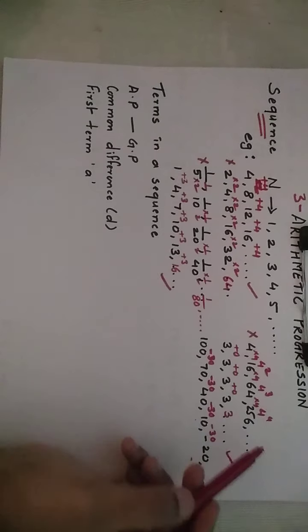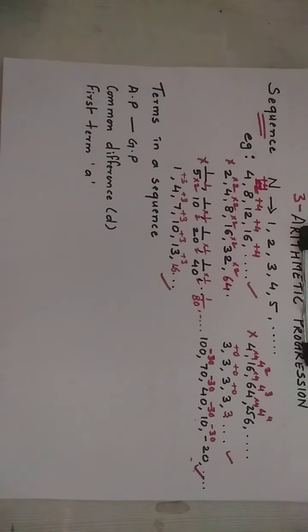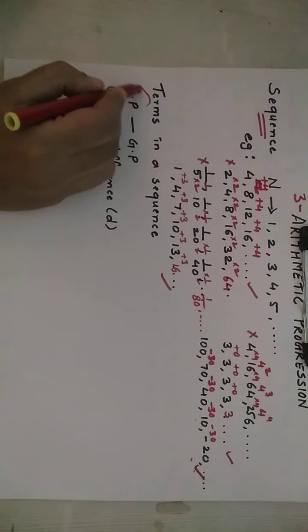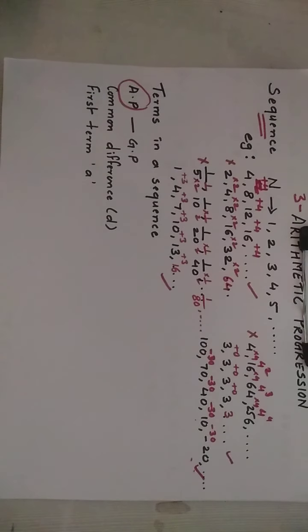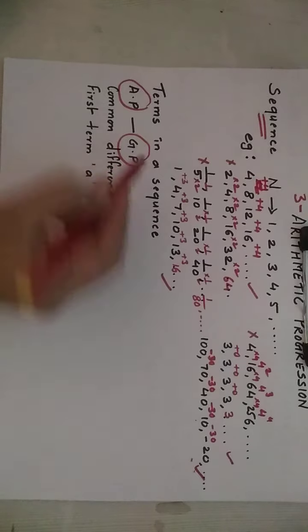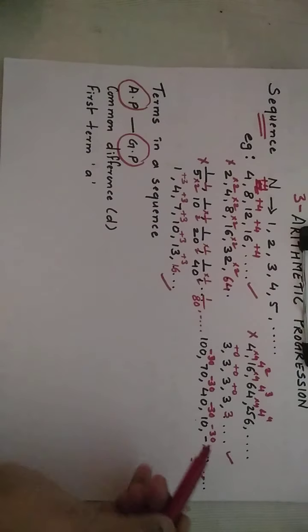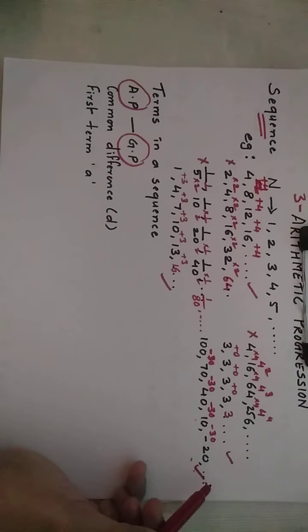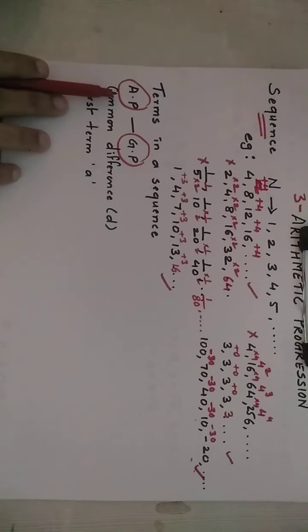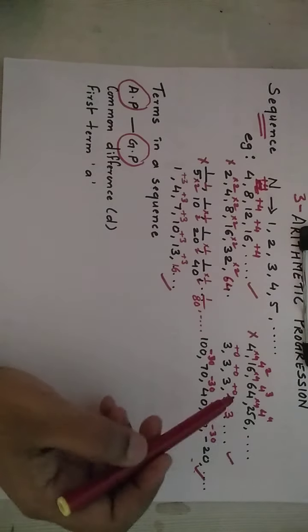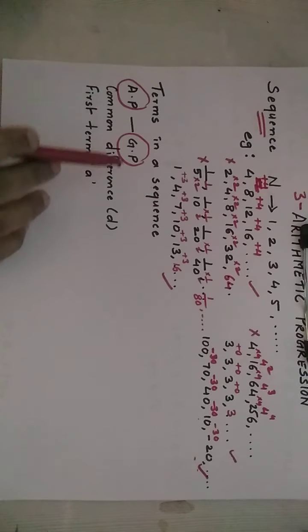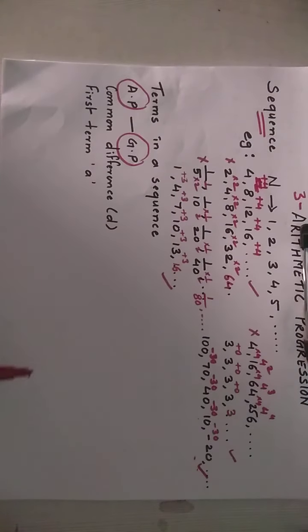number. So when you add a number to get the next number of the sequence, we call it AP, arithmetic progression. And when you multiply a number to get the next number of the sequence, we call it GP, that is geometric progression. Again, I am repeating, children. When you add or subtract a number to get the next number of the sequence, we call it arithmetic progression. And when you multiply a number to get the next number of the sequence, we call it geometric progression.